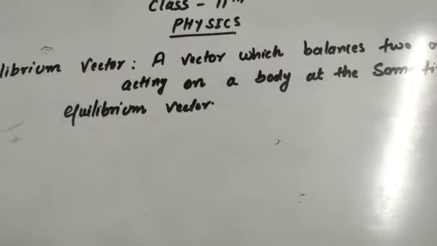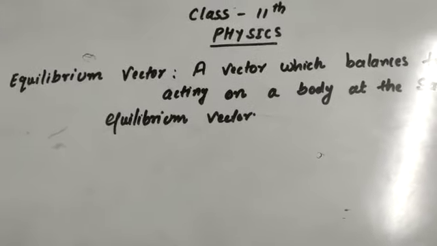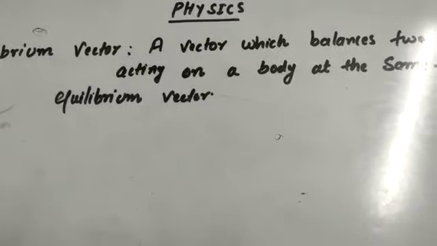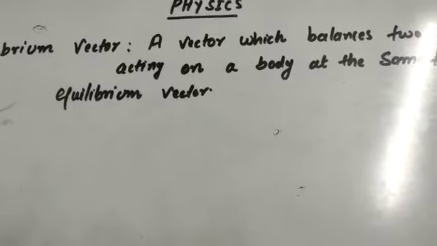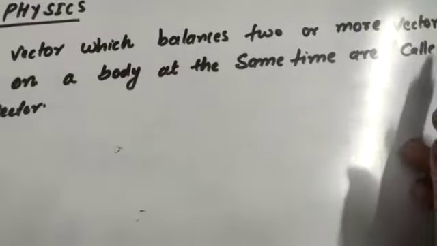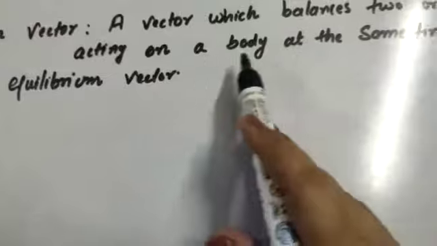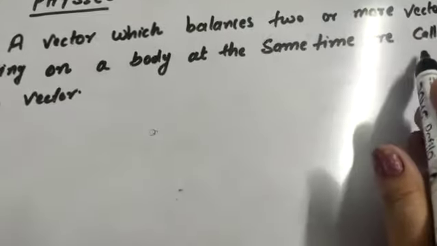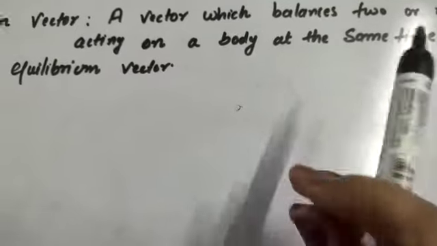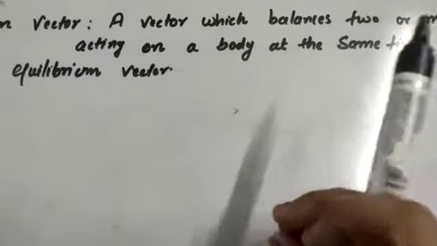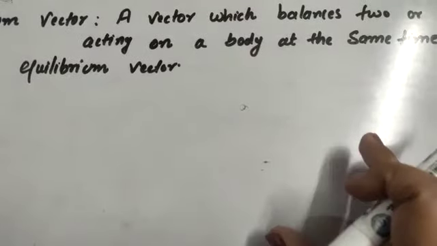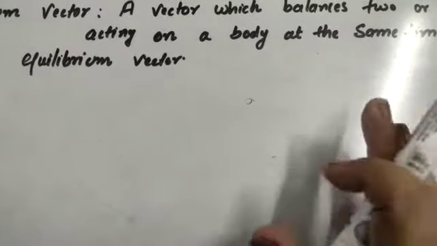Good morning, students. My today's topic is equilibrium vector from the chapter Vectors of Unit 2. Here, the definition is: a vector which balances two or more vectors acting on a body at the same time is called an equilibrium vector. Right? That vector which balances two or more vectors acting at the same time is known as an equilibrium vector.